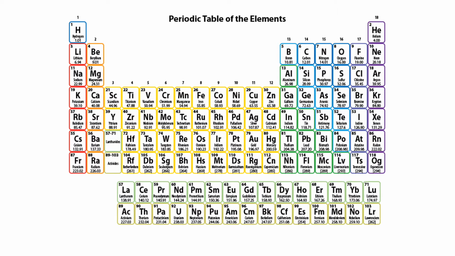The periodic table contains all the elements which have been discovered so far, and as we'll see in later videos, it can tell you a lot about the physical and chemical properties of the elements. To begin, let's go over a few terms.